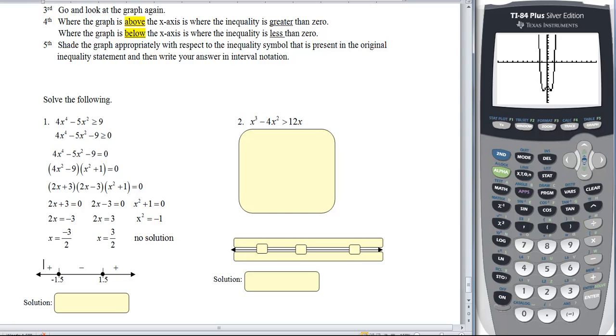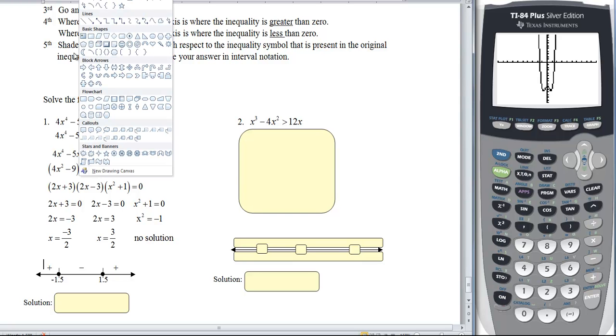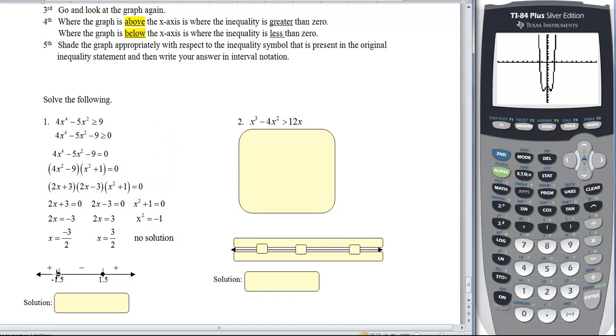Let's see if I can go find me some shading. Shapes. I think I'll use that one. So I would go this way. I would shade that way. And I've got to go get another one, because I've got to shade the other way now. And I would shade that way. I'll move it down a little bit, make it look prettier, and I'll fill it in. That's cool. So my solution would be negative infinity to negative 1.5 with a bracket, union, bracket 1.5 to infinity.